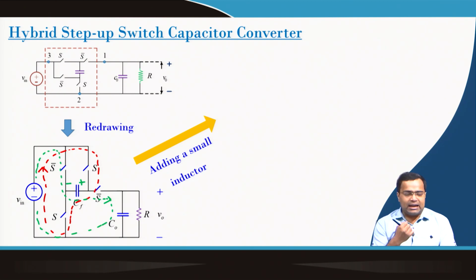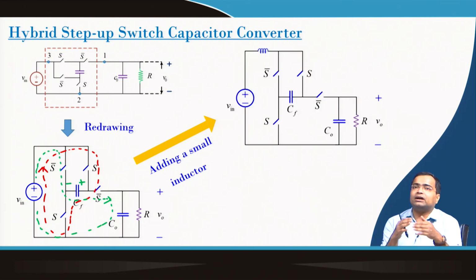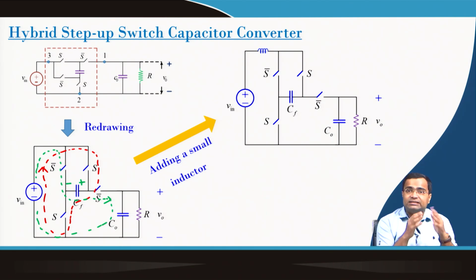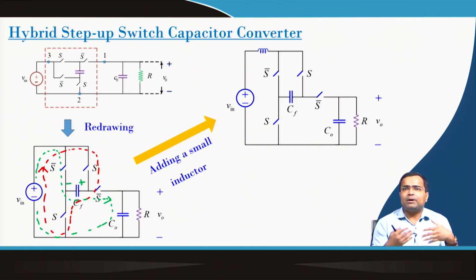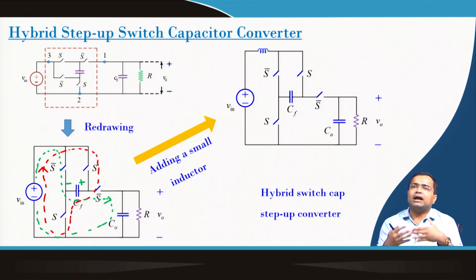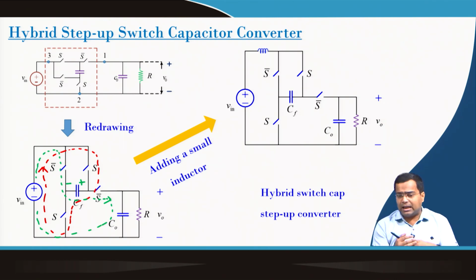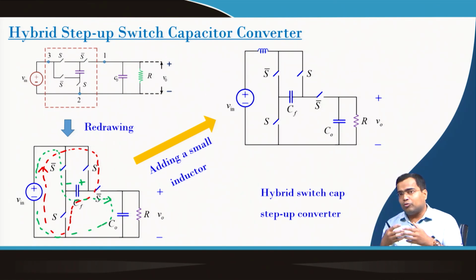Now, again, if we add a small inductance in order to reduce the voltage difference of the flying capacitor, that means if you want to reduce the inrush current, then you can add a small inductance, and this makes a hybrid step up DC-DC converter. So, that means we can achieve higher step up conversion by using a hybrid switch capacitor converter, and at present these hybrid switch capacitor converters are getting more and more popular.